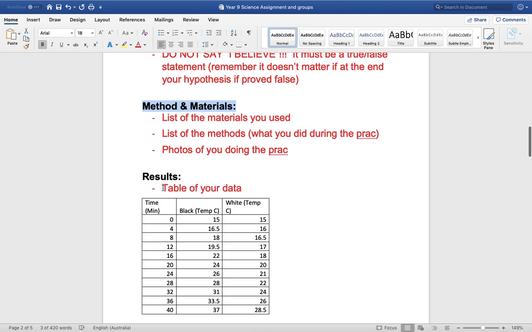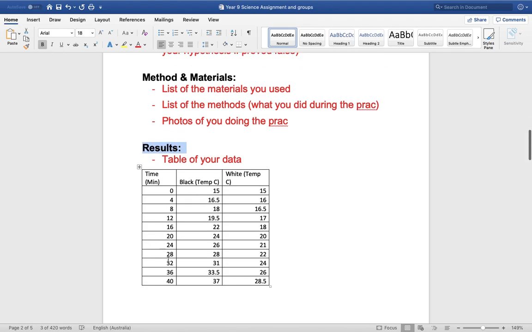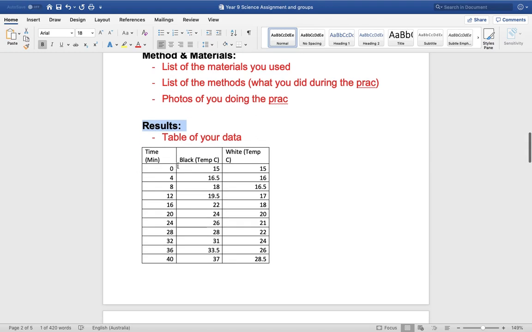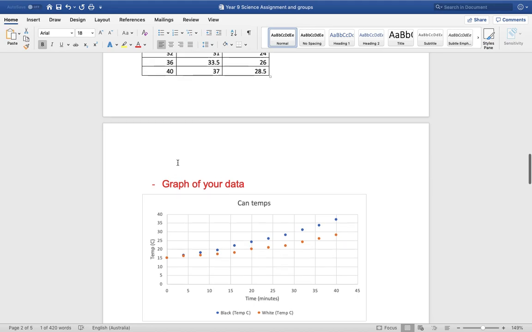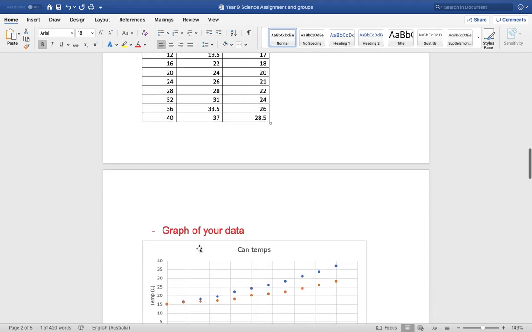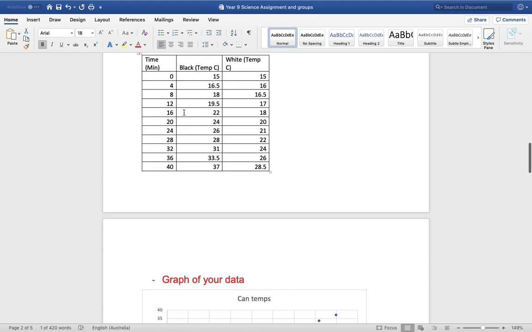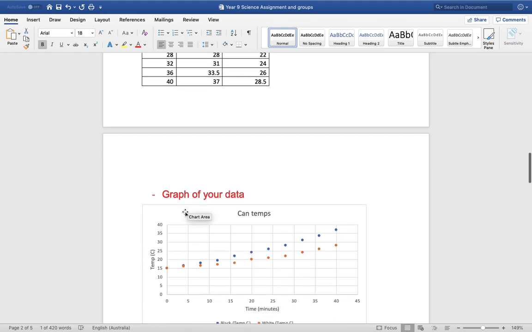Now, this is where you need to put your data in the next section, results. So you should have collected a table that looks something like this, and you need to put that in your results section. And you should also have a graph. If you don't have a table and a graph, you have not collected the right data. You need to be able to have a table and a graph.